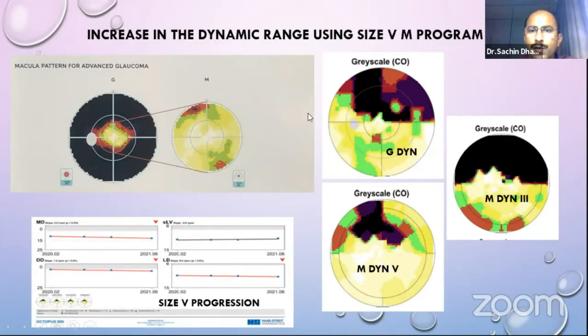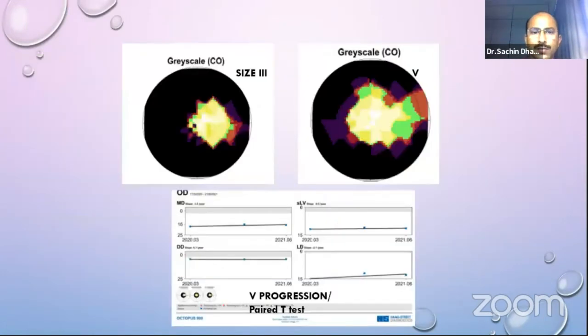Now, you see here a prototype example, a G dynamic program showing a loss threatening fixation. You make an M dynamic size 3, you can get slightly more information, but when you make an M dynamic size 5, then you get more and more area that you can interpret and follow. On the left side, you have the progression printout of M dynamic size 5, which is usually not available in most machines.